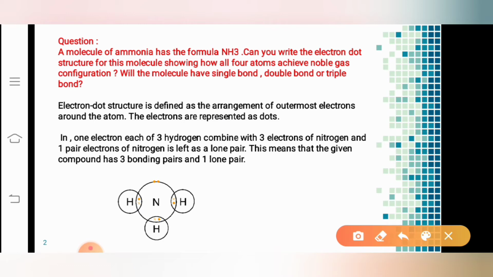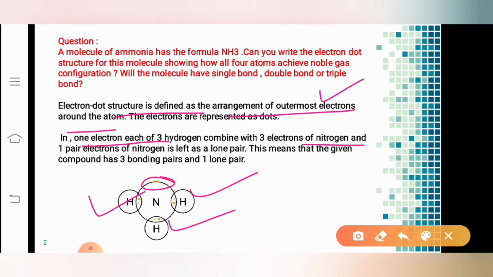Clear? See, electron dot structure is defined as the arrangement of, that means how many outermost electrons are present on the outermost shells. We know this. What is meant by the valence electrons, correct? And one electron of each hydrogen combines with nitrogen, and there is one lone pair of electrons which is also present on the nitrogen, and thereby it obtained the noble gas configuration. I hope you all have understood how to write the electron dot structure.